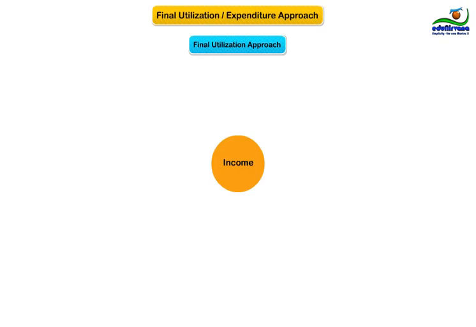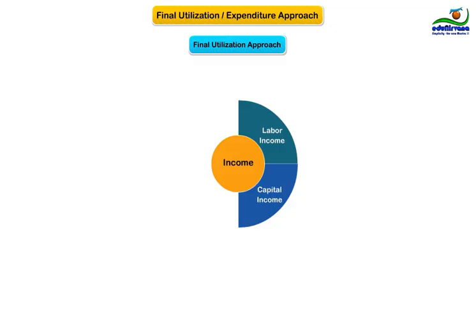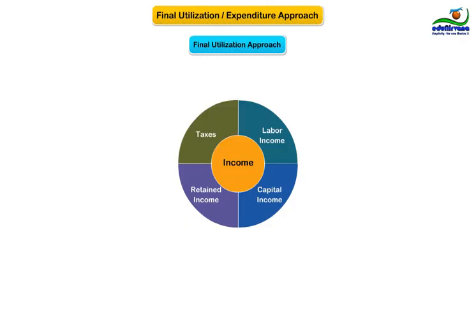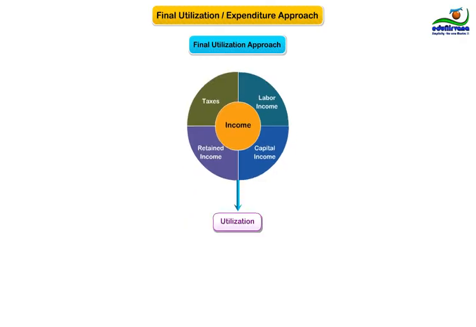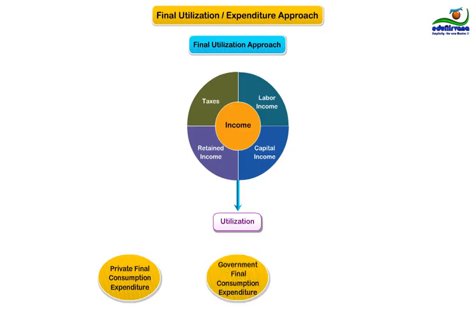The income available to the individuals in the form of labor income or capital income, or to the productive units in the form of retained income, or to the government in the form of taxes, is then spent. This utilization of the income can take various forms, namely private final consumption expenditure, government final consumption expenditure, and capital formation, comprising fixed capital formation and stock accumulation. Let's look at each of these Indian expenditure components in detail.